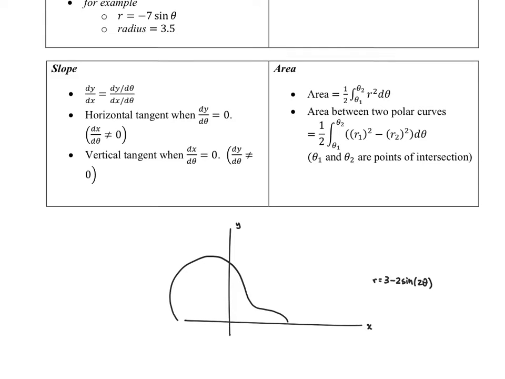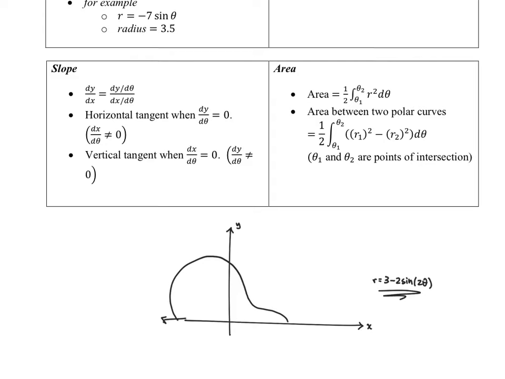So let's take a look at this graph below. This isn't sketched very well, but notice how I put the polar graph on the XY coordinate grid. You can see that r, this polar curve, equals 3 minus 2 sine of 2 theta.